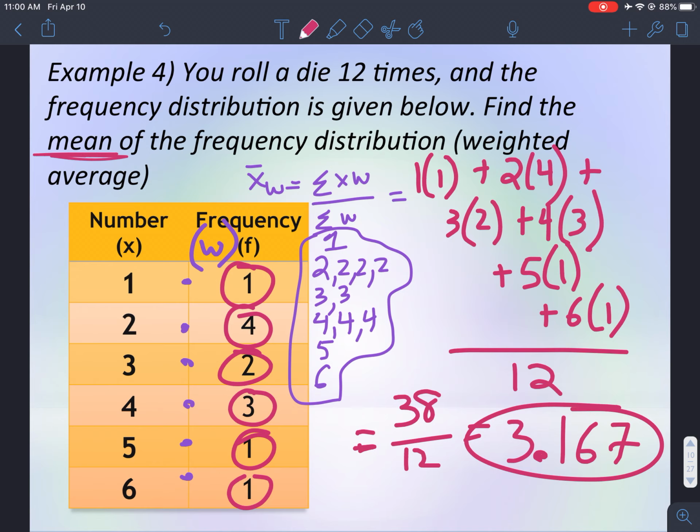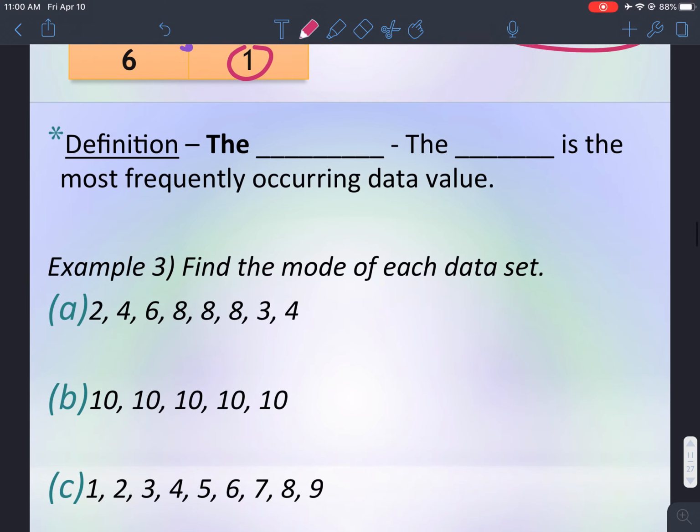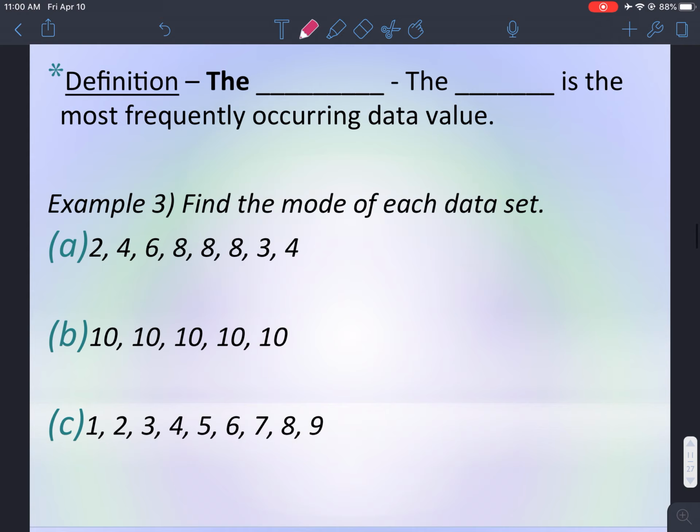Weighted average from a frequency distribution. The mode is the most frequently occurring value. So now we've got mean, median, and mode. Find the mode of each data set. Which one occurs most frequently?